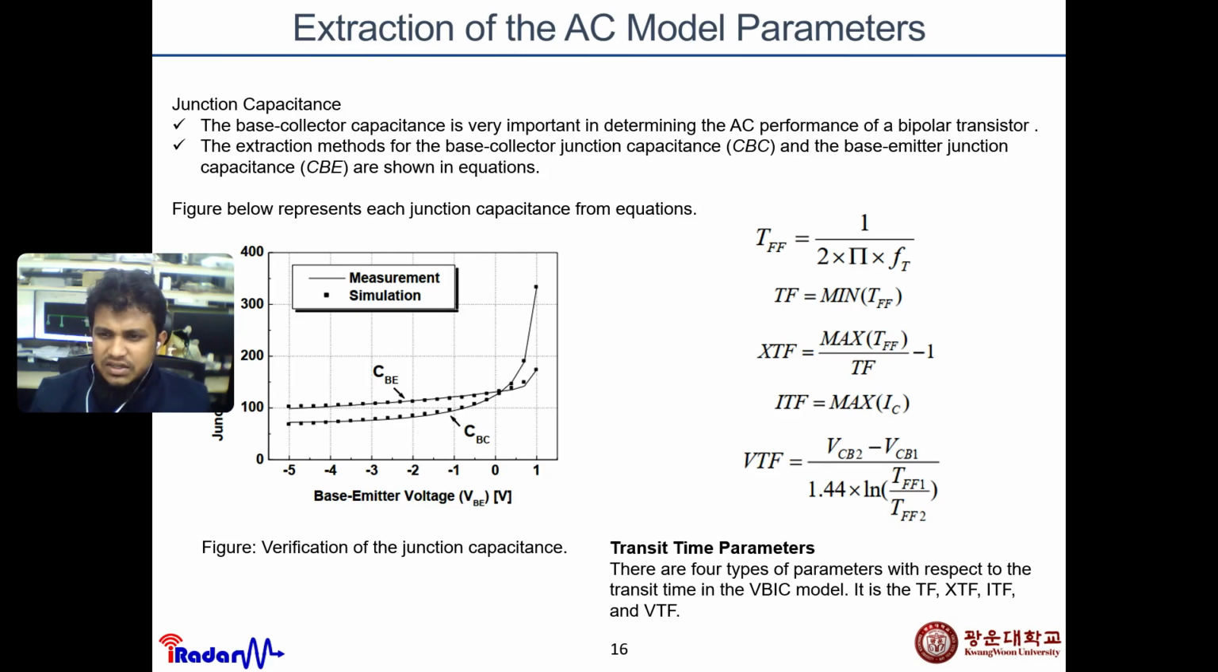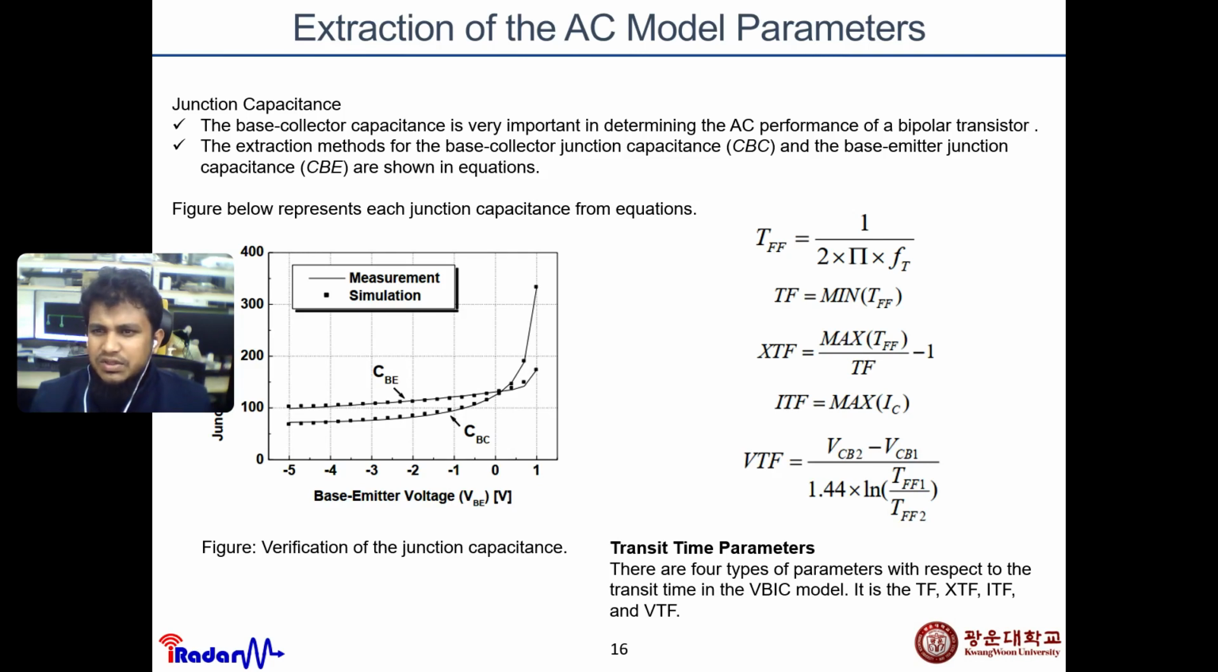Actually, capacitance does not carry the DC voltage. Capacitance actually carries the AC current. Junction capacitance I mentioned here. The base collector capacitance is very important in determining the AC performance of a bipolar transistor.